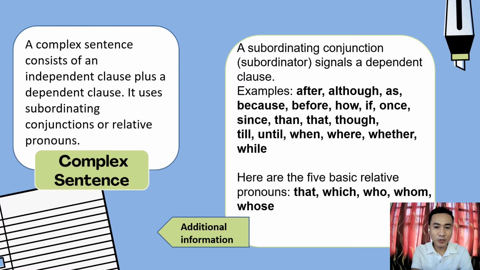Here are the examples of subordinating conjunction: after, although, as, because, before, how, if, once, since, then, that, though, till, until, when, where, whether, while. And here are the 5 basic relative pronouns that you can use: that, which, who, whom, and whose.